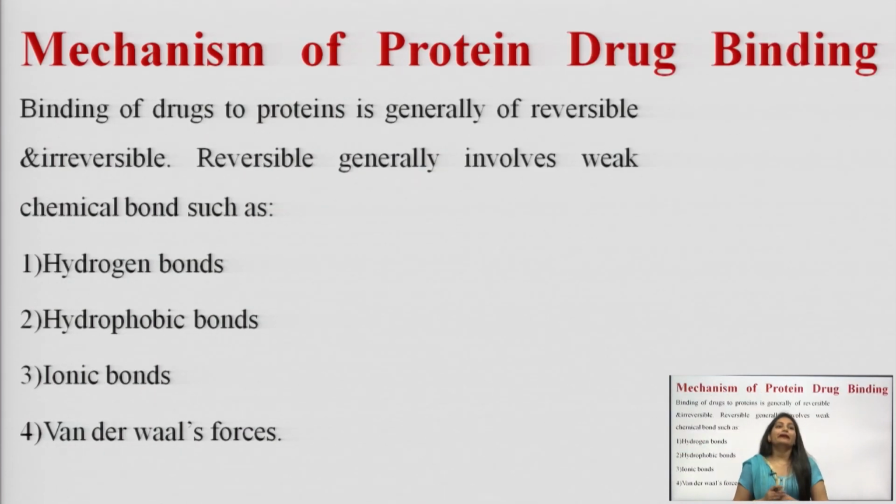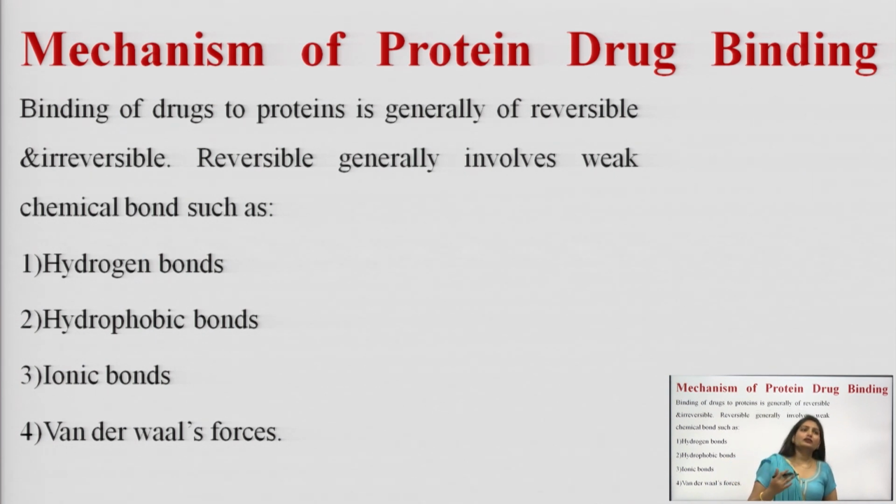Now comes the mechanism of protein drug binding. I am telling you albumin can bind to acidic drugs as well as to the basic drugs. Alpha acid glycoprotein only binds to the basic drugs. But how does it bind to the drug? What is the mechanism behind this protein drug binding? What is the process of complex formation between the protein molecule and the drug molecule?